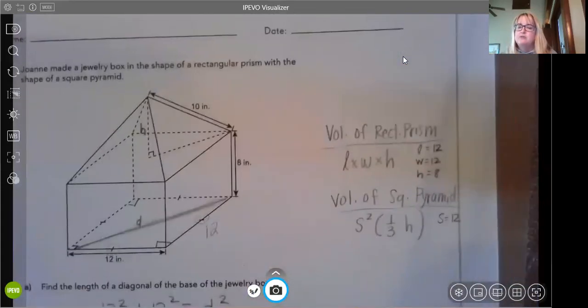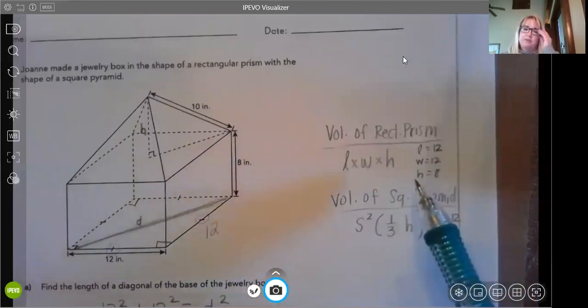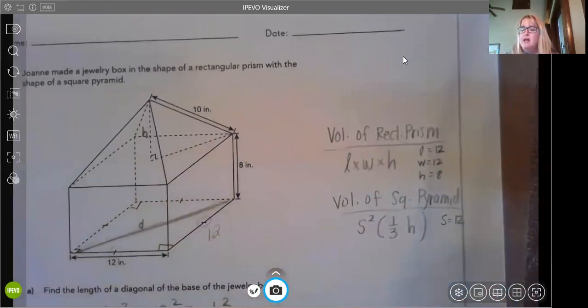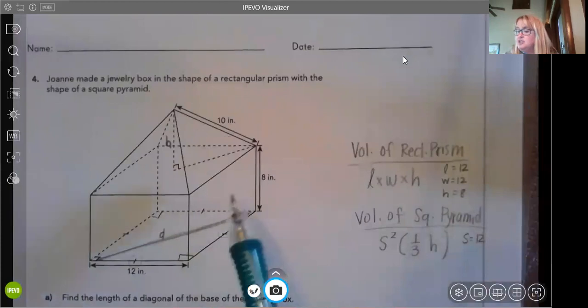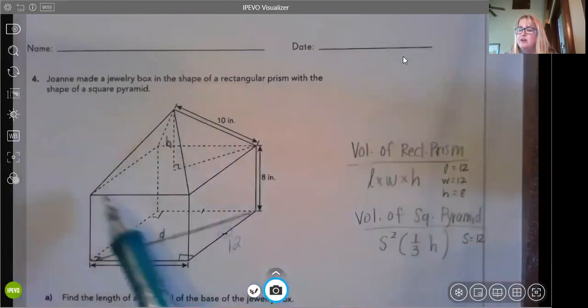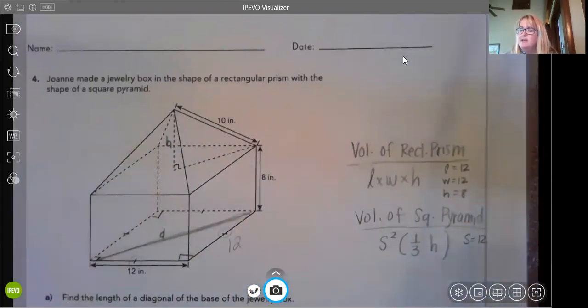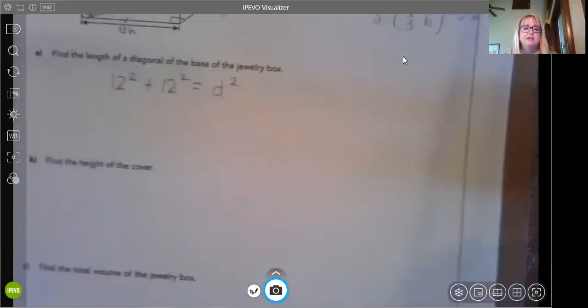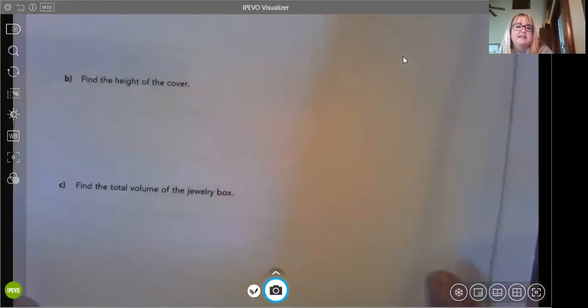All right, the last thing says find the total volume. Once you have all those, you can put these into the formula and find the total volume. It is an addition problem. Find the volume of the rectangular prism, and then find the volume of the square pyramid and add them together. That's what you would get for C.